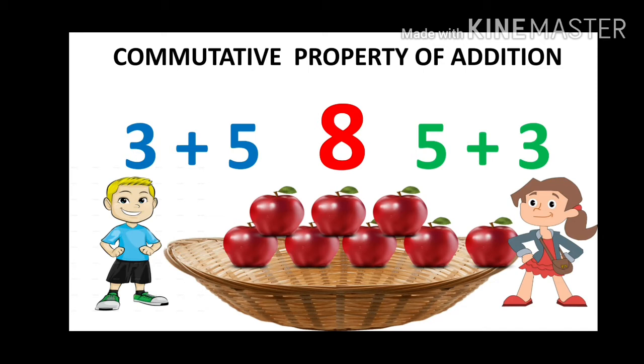That means we can add the whole numbers in any order. We can change their positions. So 3 plus 5 can be written as 5 plus 3. Now the commutative property of multiplication.